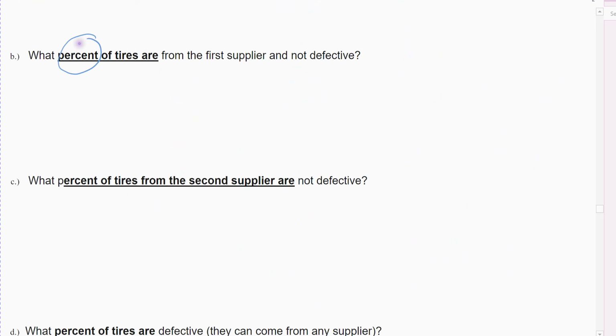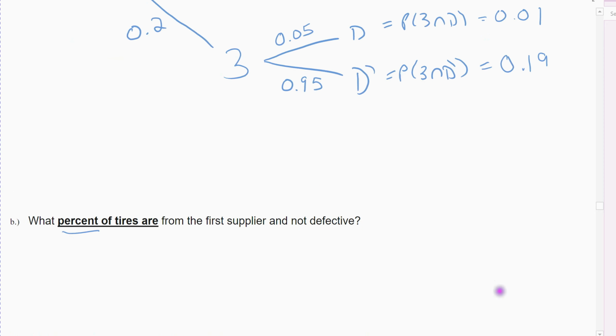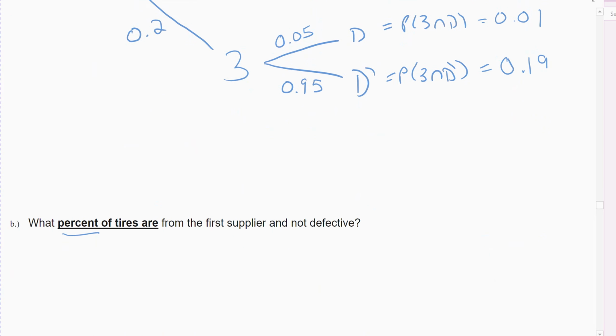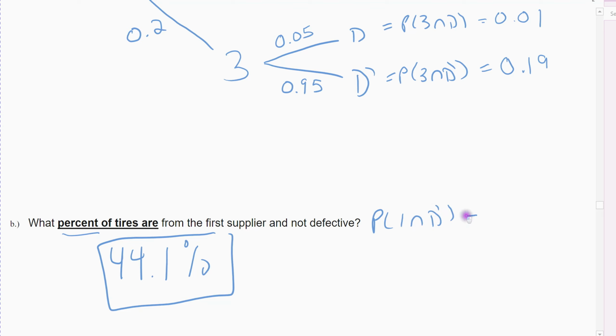Alright, what percent? I've got to remember it's a percent. What percent of tires are from the first supplier and not defective? So out of all my outcomes, they come from the first supplier and they're not defective, well that was this probability here, 0.441, and written as a percent, 44.1%. It's the probability that they're the first guy and not defective. So if you pick a tire from this manufacturer, you have a 44.1% chance it came from the first guy and is a good tire.